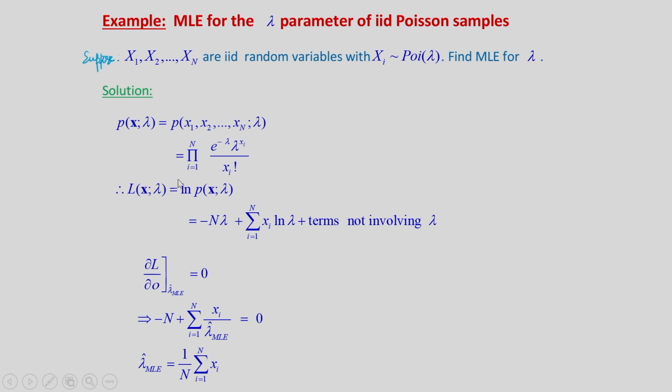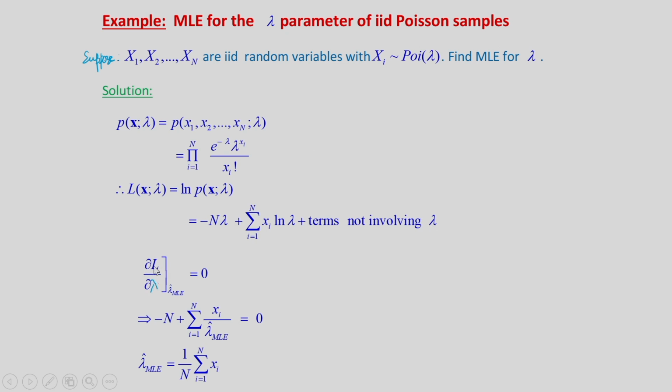Now, because the exponential terms are there, taking the logarithm will be easier. So, L of x, lambda will be log of p of x, lambda, because n terms are there, that we will get as minus n lambda plus summation xi, i going from 1 to n, log of lambda, plus terms not involving lambda. Because we want to do the partial derivative with respect to lambda, we need not consider the terms which do not involve lambda.